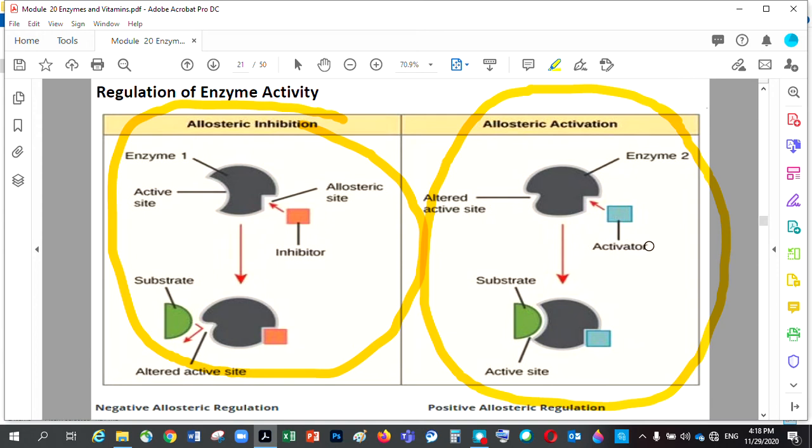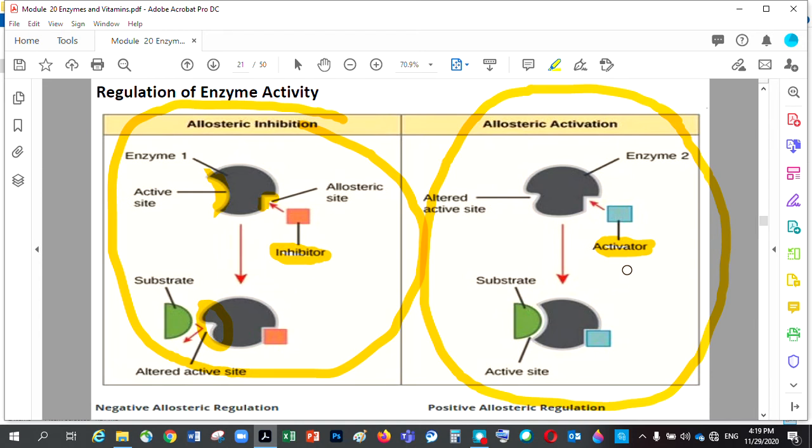In the positive allosteric regulation, we use an activator. And in the negative allosteric regulation, we use what? Inhibitors. Now, the inhibitor comes in and attaches to the allosteric site. This is the allosteric site. The allosteric site is not the active site. This is the active site, where the reaction is happening, correct? Now, the inhibitor attaches itself to the enzyme, altering the active site. The active site is altered now. It does not fit the incoming substrate, and there is no chemical reaction. This is called negative allosteric regulation.